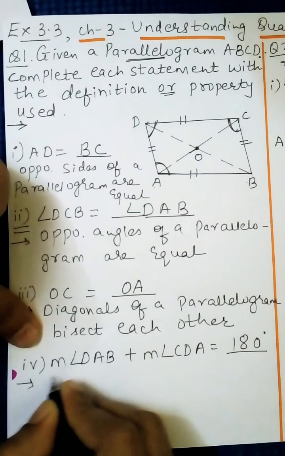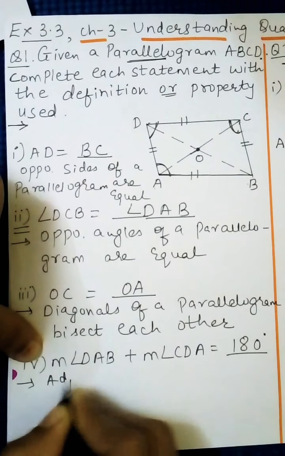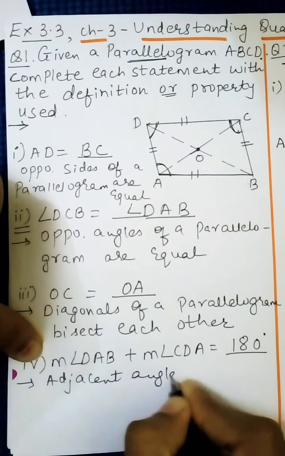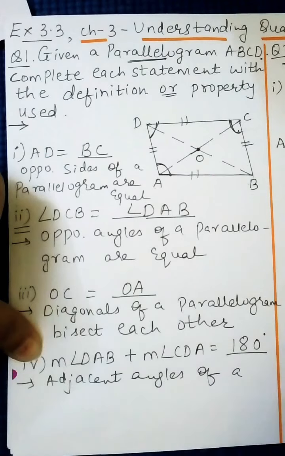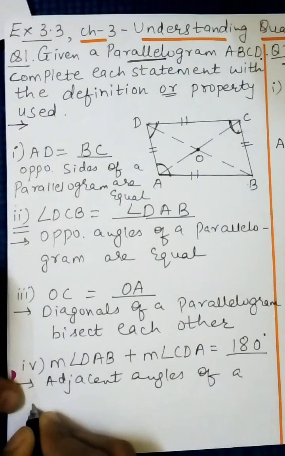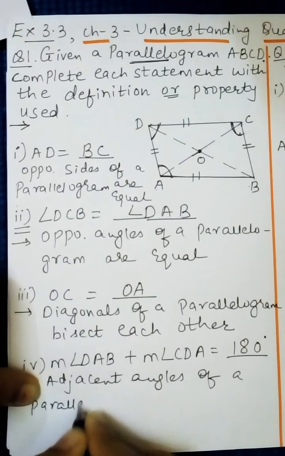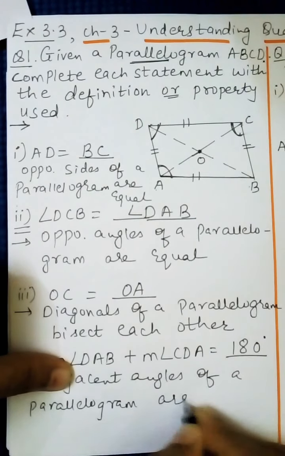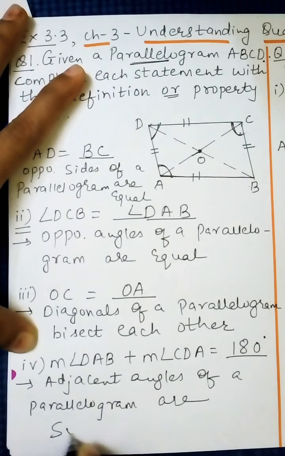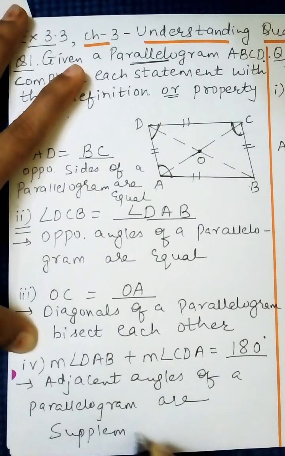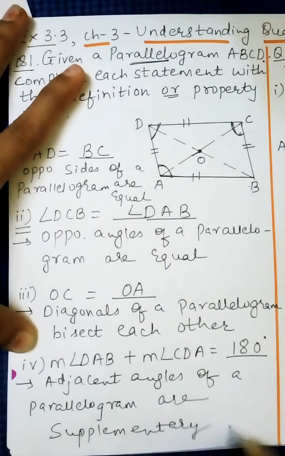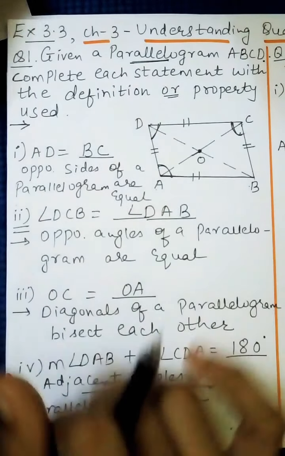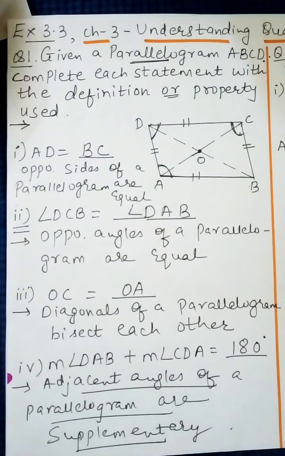Now we will write the reason. We will mention the property that adjacent angles of a parallelogram are supplementary. So our reason or our property will be this: adjacent angles of a parallelogram are supplementary. So this was question number 1 of exercise 3.3.